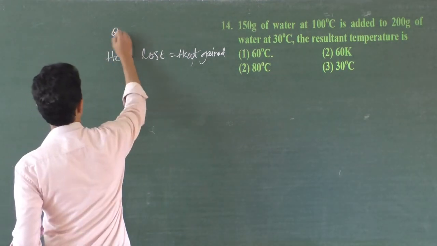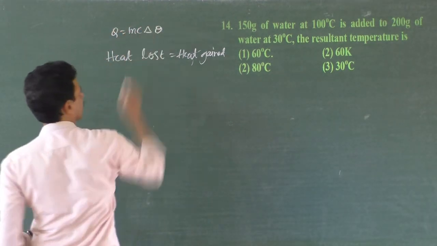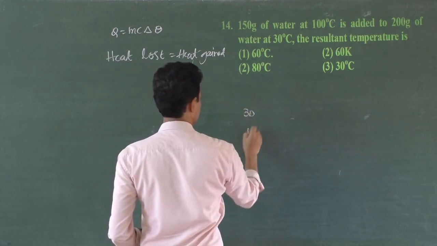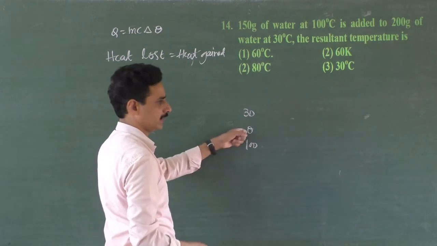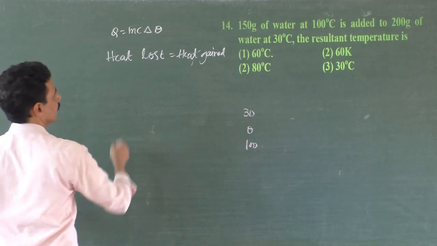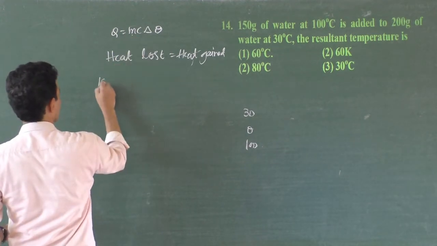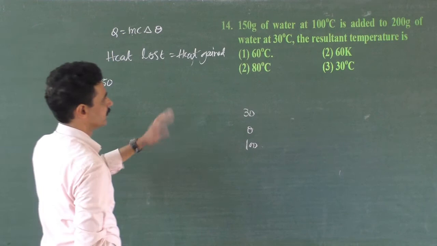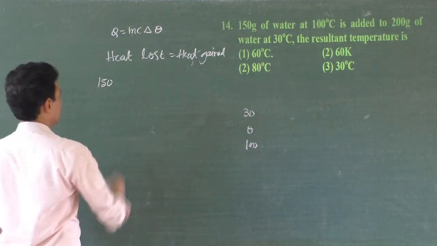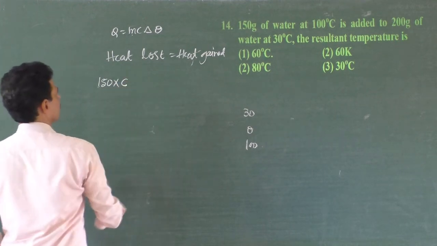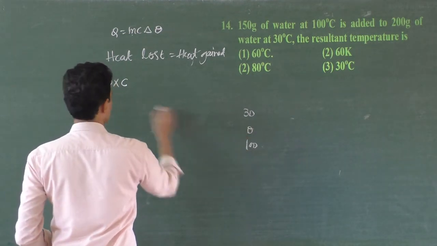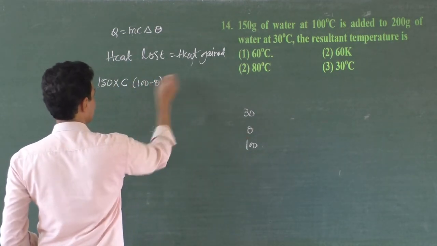You know the formula, Q is equal to mc delta theta. Now theta be the resultant temperature. It should be between 30 and 100. 100 will cool from 100 to theta. 30 will heat from 30 to theta. So heat lost: mass, let it be in grams. Everything will be grams, on the other side also it is in grams. 150 gram. Specific heat of water, let me write it as C because it gets cancelled. Delta theta, water cooling, 100 to theta. 100 minus theta, here you should be extremely careful.